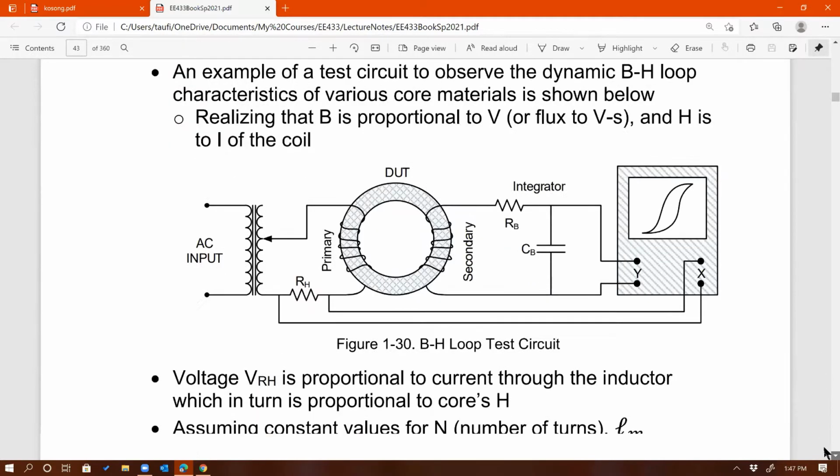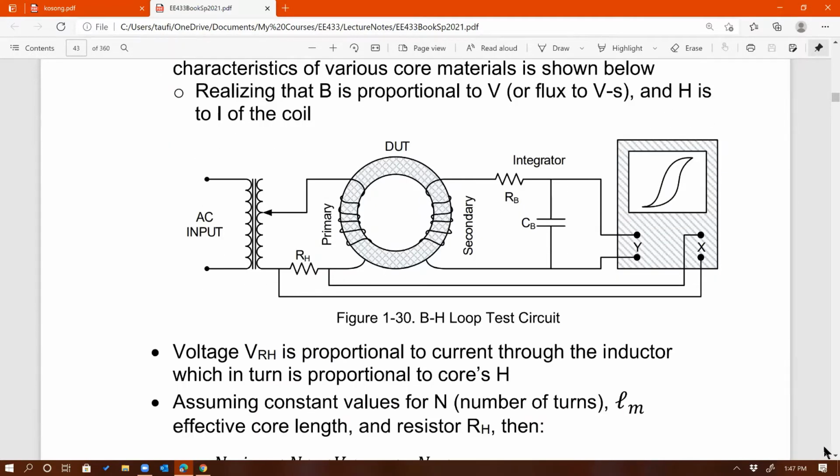Using voltage and current, right? So I just explained to you the challenges, but then we should be able to overcome these challenges by using circuits that would measure voltage and current, right? So that's what we do here.